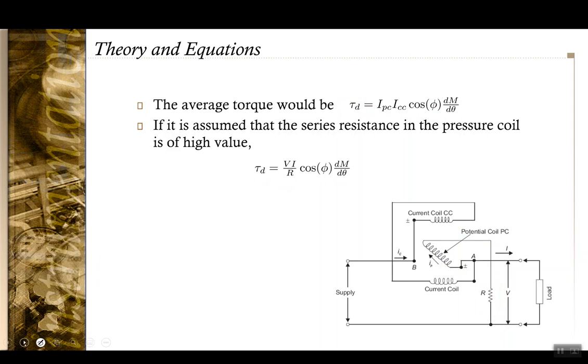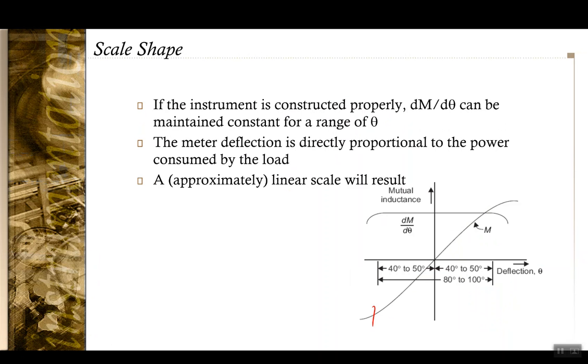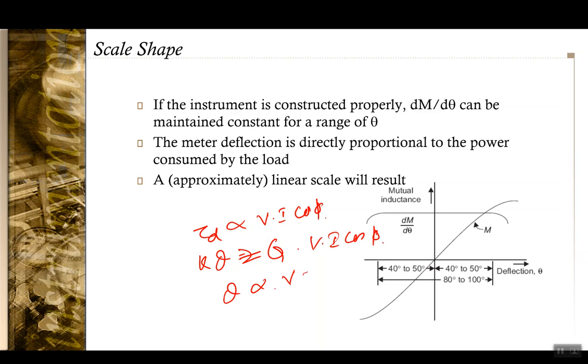In addition, if we assume that dM by d theta is just linear in the range of interest, then we can say that the deflection is proportional to the power consumed by the load. So what you have here is tau d is proportional to VI cos phi, which actually means that K theta is proportional to this thing. K theta will be equal to some G times VI cos phi, or you get theta being proportional to VI cos phi.